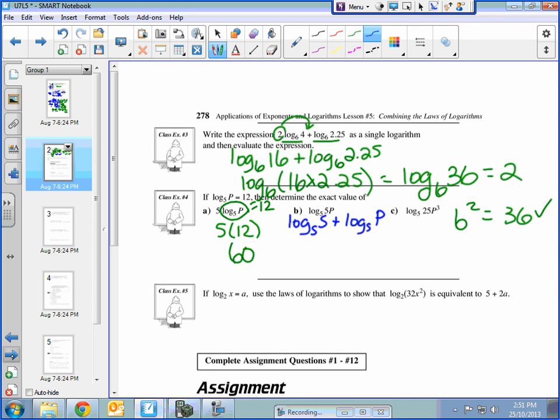What is log of 5 base 5? Work with this now. 1. And log of p base 5 is 12 because that's what they gave to us. So your answer here is 13.